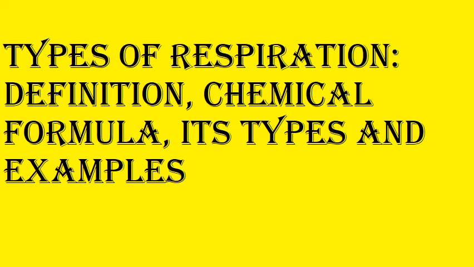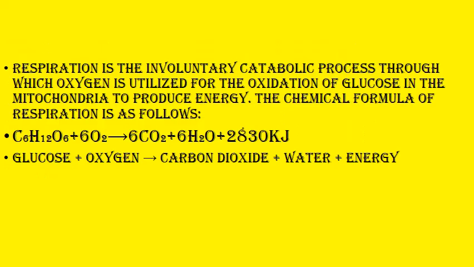This is our next chapter of level 1, types of respiration. Respiration is the involuntary catabolic process through which oxygen is utilized for the oxidation of glucose in the mitochondria to produce energy. The chemical formula of respiration is as follows: glucose plus oxygen gives rise to CO2, water, and some energy liberated.